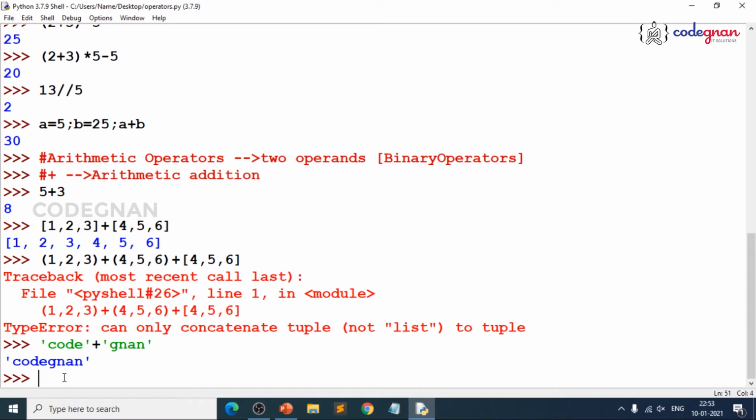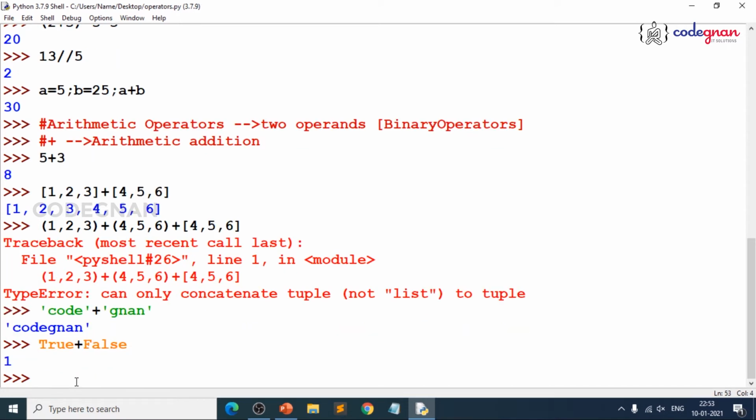That is the reason Python is also an object oriented programming language exhibiting polymorphism, taking many shapes. So you can also give true plus false. What happens? True is 1, false is 0. So 0 plus 1, 1 plus 0 is 1. True is always regarded as 1, and false as 0, because those are Boolean. So the most widely used one is the addition operator, where you try to add two values.